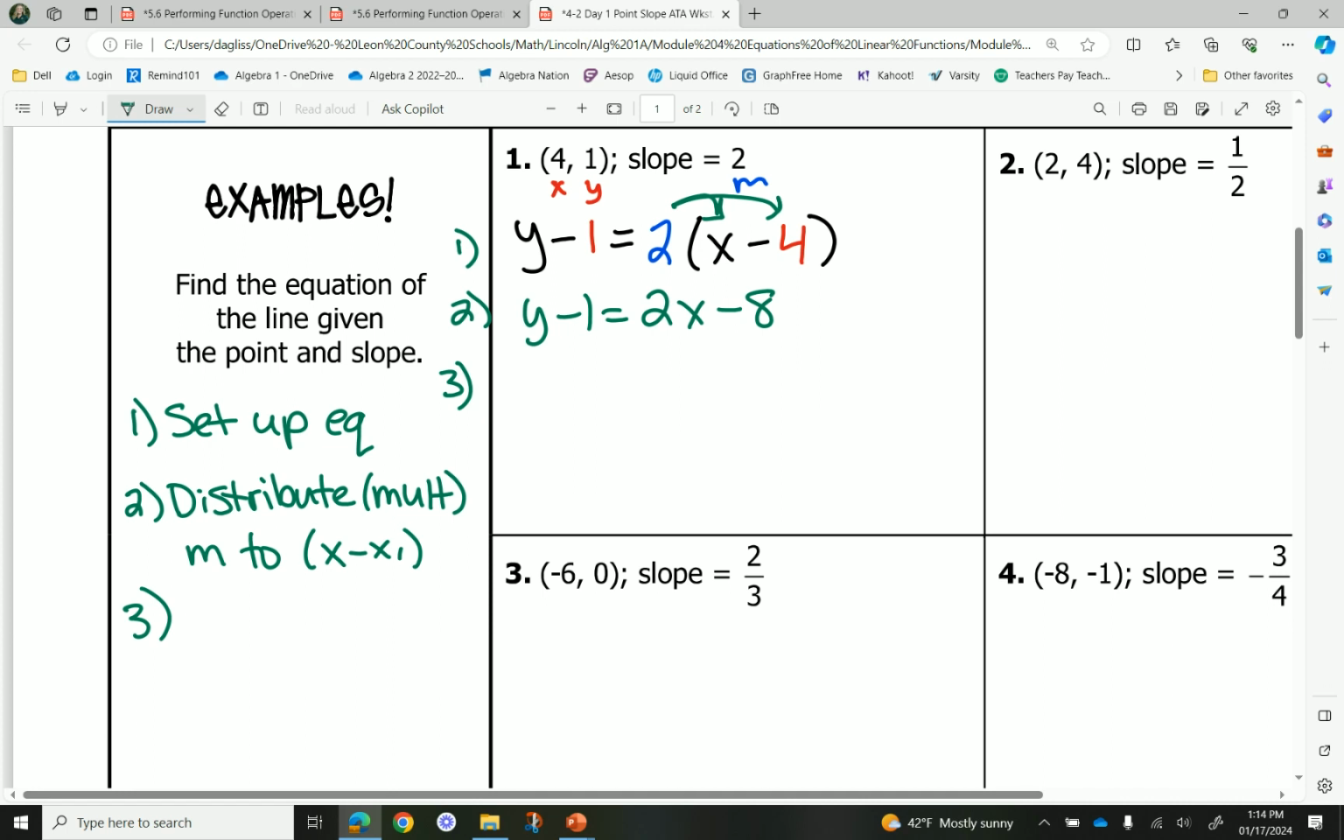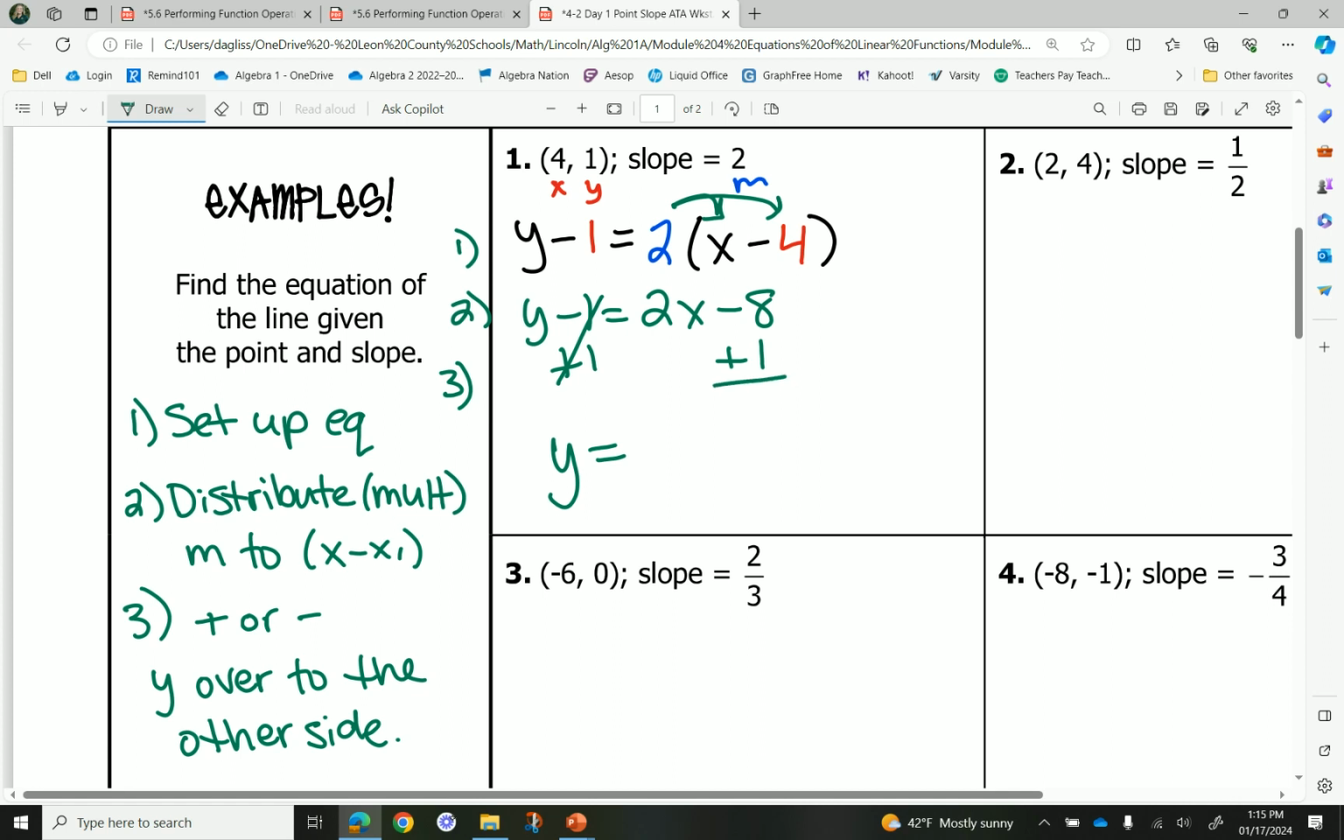So in this case, we're going to add, but sometimes we'll have to subtract. So I'm going to say add or subtract y over to the other side. This one's going to be an add 1. Am I going to add 1 to the 2 or add 1 to the negative 8? The negative 8. Good. So it's going to be negative 7. y equals 2x minus 7. There we go.